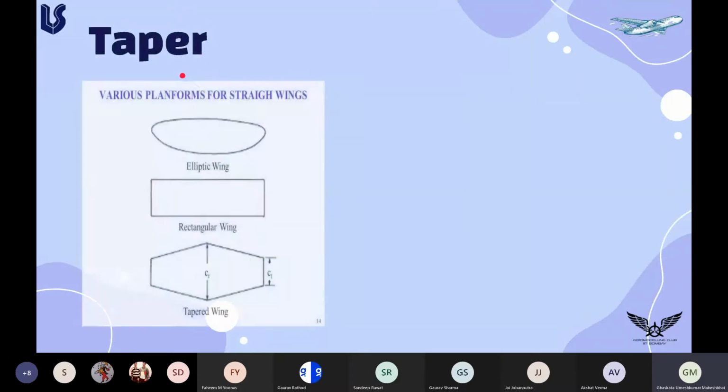Next is taper. As you can see in this third figure, this is how a typical taper looks. Taper means that as you go from root to tip, the chord of the wing gradually decreases. This is called a taper wing. This is a rectangular wing, with no taper, and this is an elliptical wing. So what is the advantage of this taper?